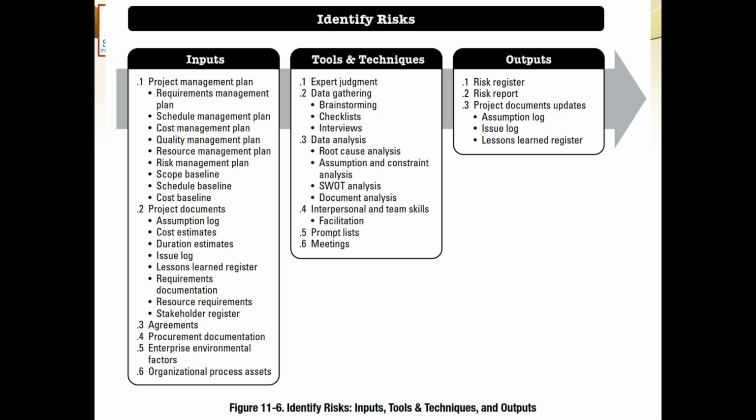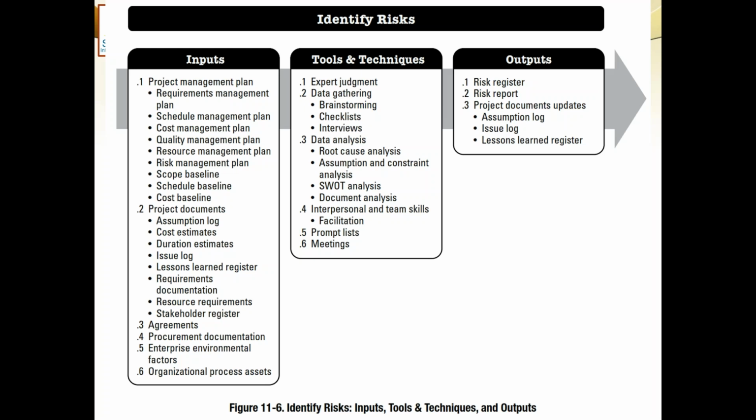Then procurement documentation. This is not related to the customer. This is related to the work which I need to outsource to someone else. Some contractor of mine will be given this job, maybe he is to procure me some equipment or some material, or he has to do some job for me. This all, what all make or buy decision we make, those procurement documentation could also be viewed for identification of risks. And then the most traditional two things, enterprise environmental factors and organizational process assets, they will anyways be there for providing me some input to the risk identification.